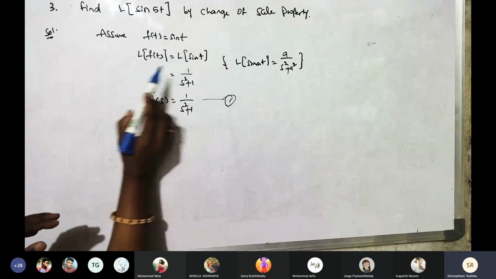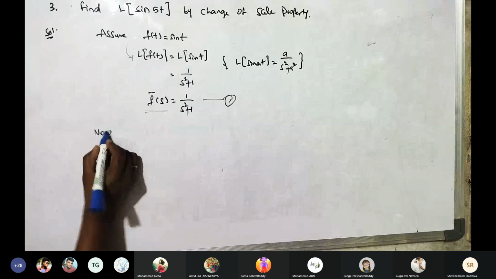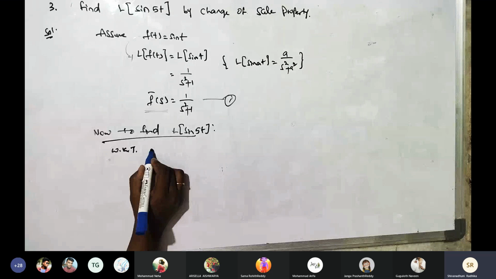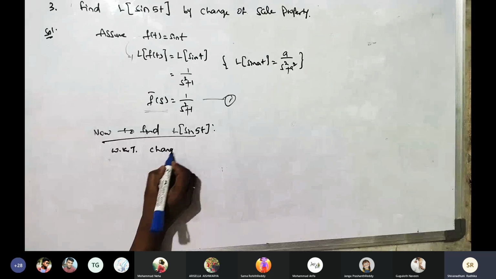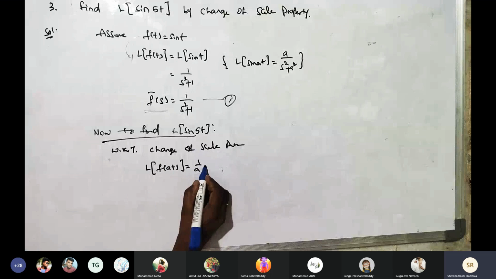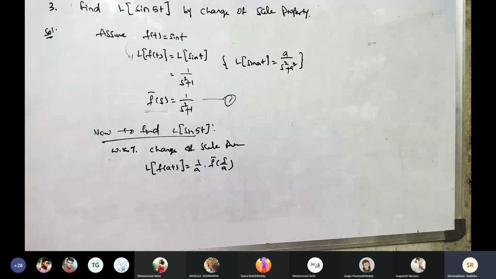Immediately, how to find which one here? We need to find the L of sin 5t by using the scale property. We know the change of scale property. What is the change of scale property? Here, L of f of a t equals 1 by a into f bar of s by a, when we have f bar of s.